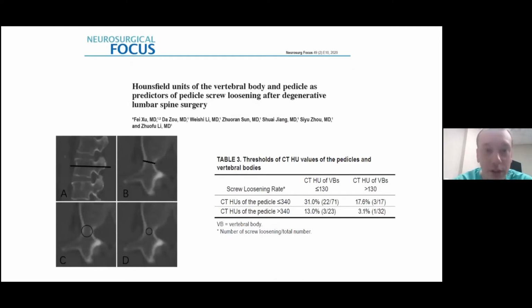Also, another study looked at Hounsfield units, and in this, they looked at whether there was any correlation with pedicle screw loosening. And interestingly, they suggest that measuring the Hounsfield units in the vertebral body plus the measurements in the pedicle is better to try to predict if there's going to be pedicle screw loosening in a certain patient population. And they suggest two numbers: in the pedicle, Hounsfield units less than 340, and in combination, Hounsfield units in the vertebral body less than 130.